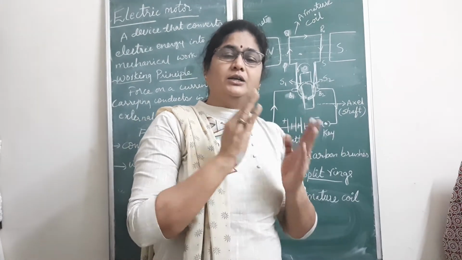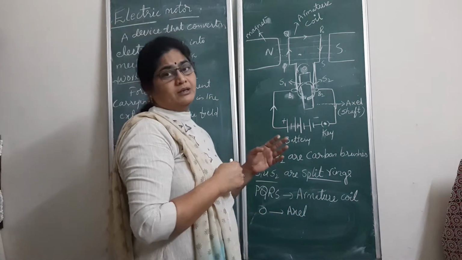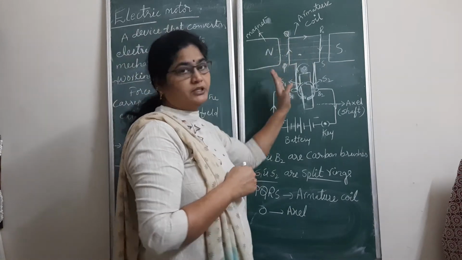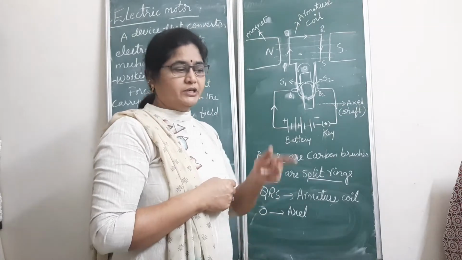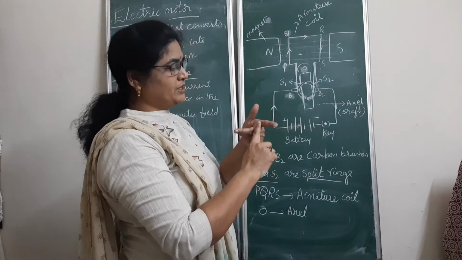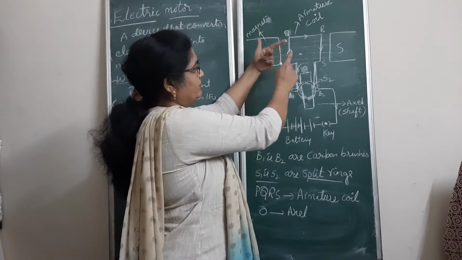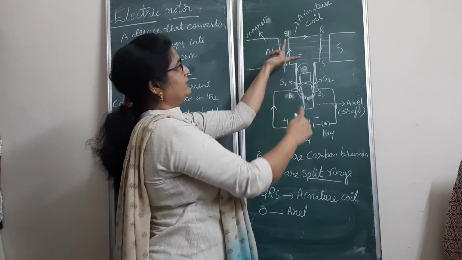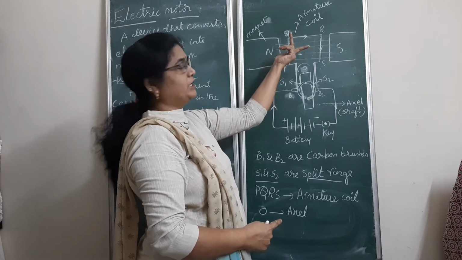There will be a torque acting on the coil. Let us identify in which direction these two arms of the armature coil experience force. For that purpose, we need to apply Fleming's left hand rule. Always keep the forefinger in the direction of the magnetic field. This is the direction of current, but current is passing from P to Q, so you have to put that in the direction of P to Q. Then the thumb indicates the force on PQ.